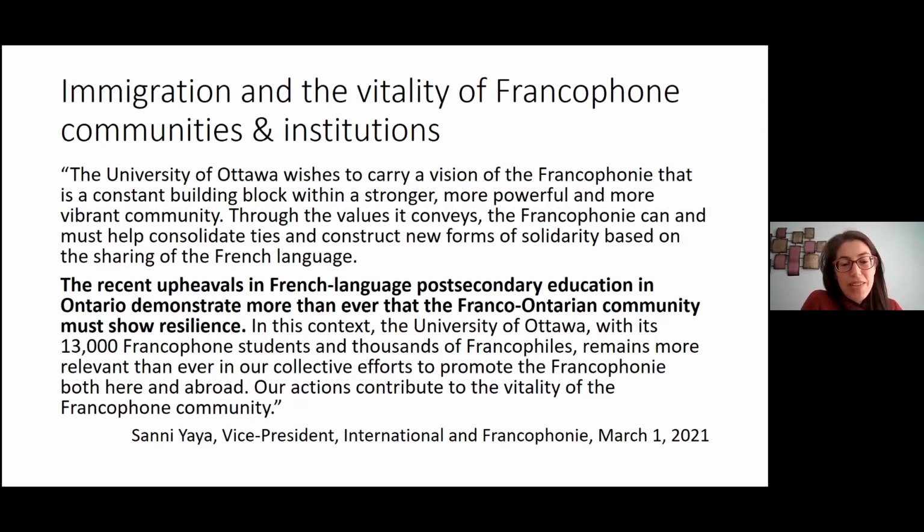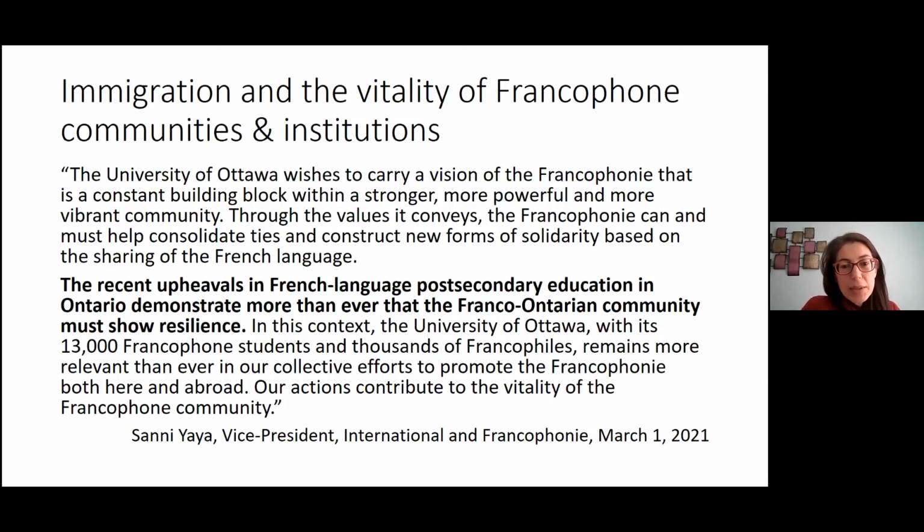He launched this month at the University of Ottawa by saying the recent upheavals in French language post-secondary education, referring, among other things, to Laurentian University. So these upheavals in Ontario demonstrate more than ever that the Franco-Ontarian community must show resilience. And it's this resilience of the Franco-Ontarian community, but also of other Francophone minorities, and especially Francophone students outside of Quebec, and their access to post-secondary university in their own languages.